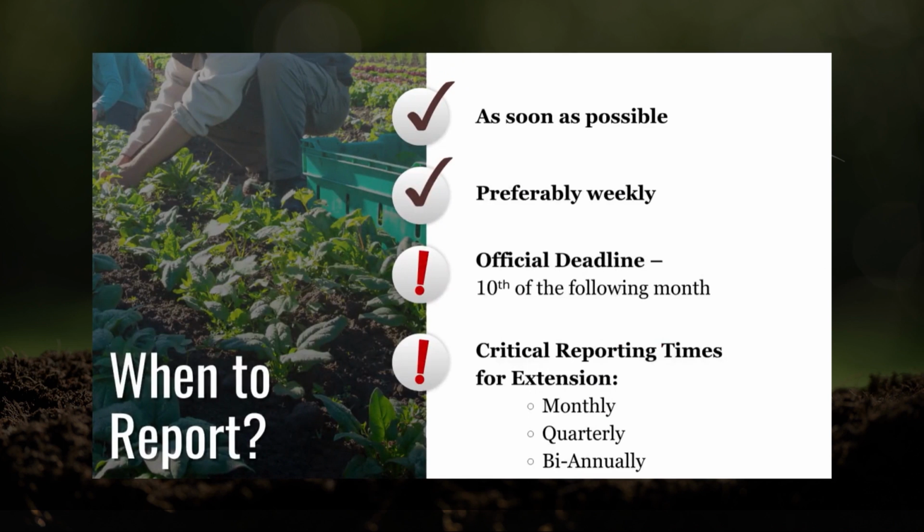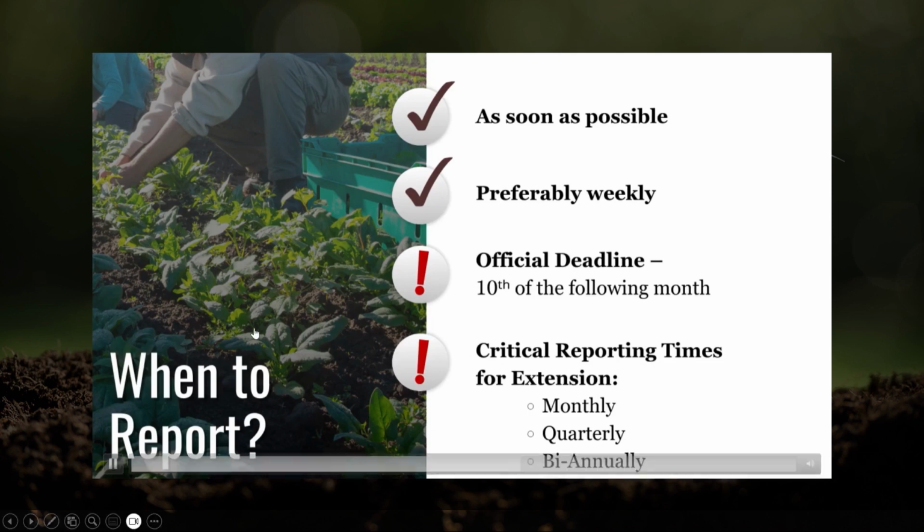Now that we know a little about reports, it's important to know when reports need to be submitted. Reports must be submitted as soon as possible, preferably weekly, no later than the 10th of the following month. The most critical reporting times for extension are April 10th, July 10th, October 31st, and January 10th.